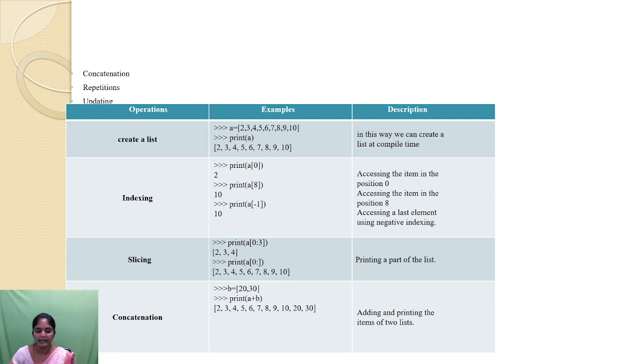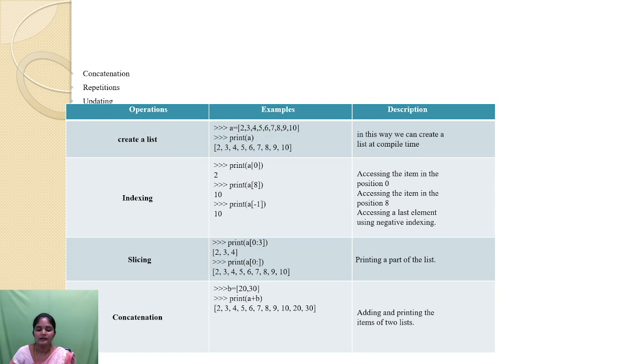Next we move on to the concatenation. In the concatenation we have to use the plus symbol as the operator. Here I included only the a list variable, so you have to create another list, b. In the b list I gave two values, 20 and 30. Now I can perform the concatenation operator, that is print a plus b.